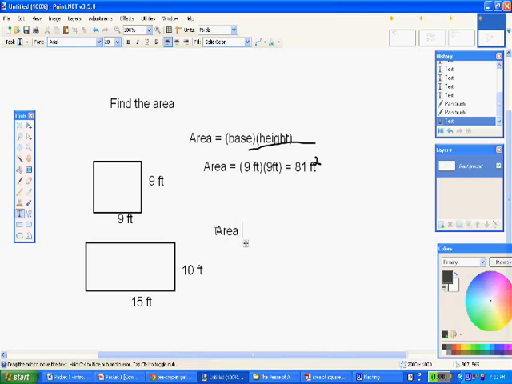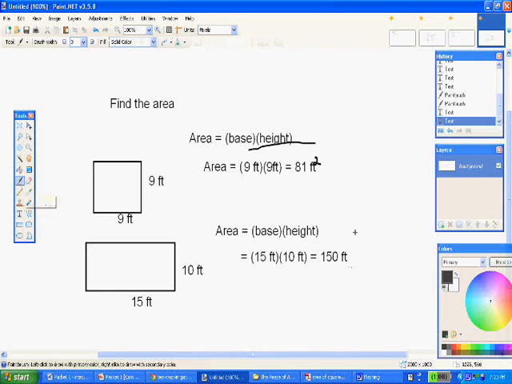Same thing here. Area of this rectangle is the same formula, base times height. The base we see right here is 15. The height is 10 feet. That's how tall this rectangle is. When we multiply those two things together, we get 150. And since there are 2 feet that we're multiplying together, it actually becomes 150 feet squared. Okay? And that's all that there is to area of rectangles and squares.